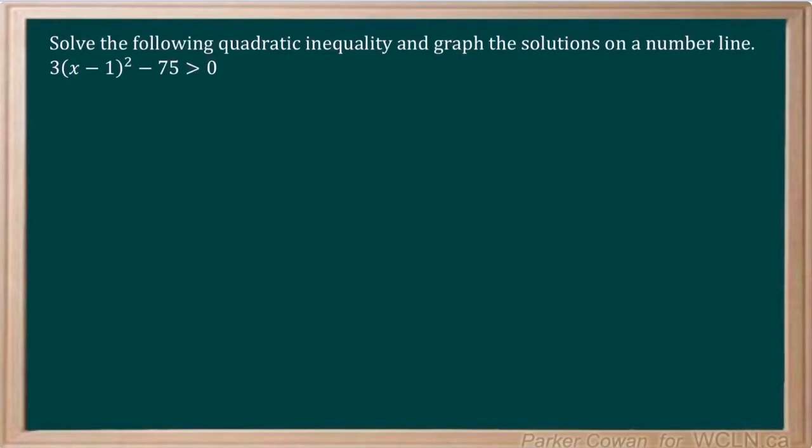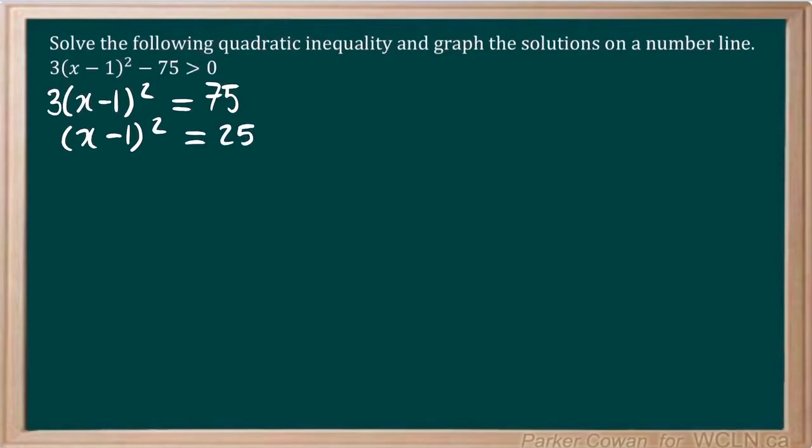So the first thing I'm going to do is set this inequality to an equal sign and move that 75 over. Okay, next we want to get to our x here, so let's get rid of this 3. Divide both sides by 3. Further peeling away, we need to get rid of that square, so we're going to square root both sides.